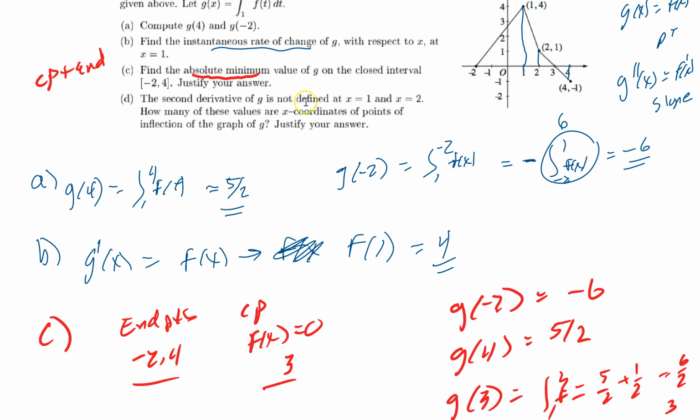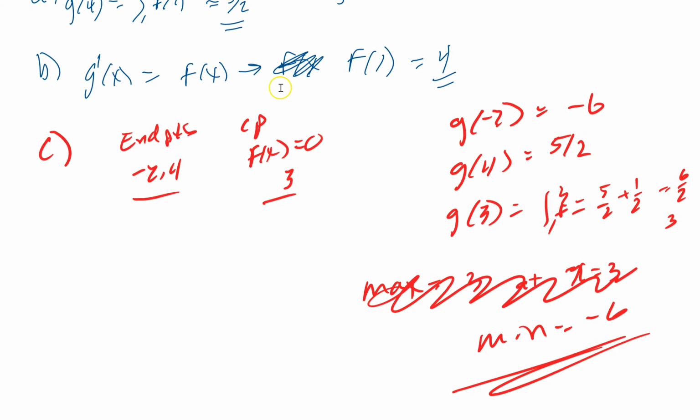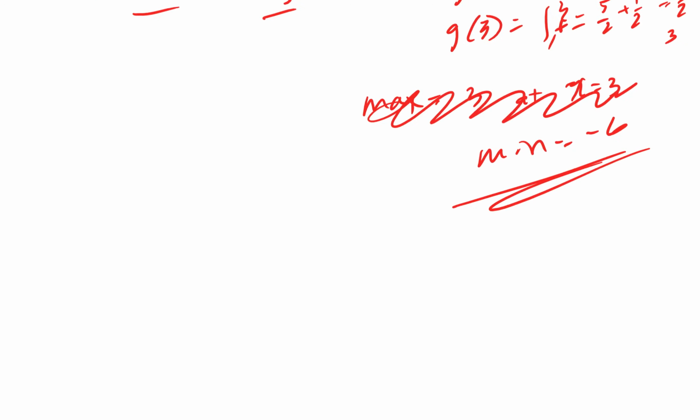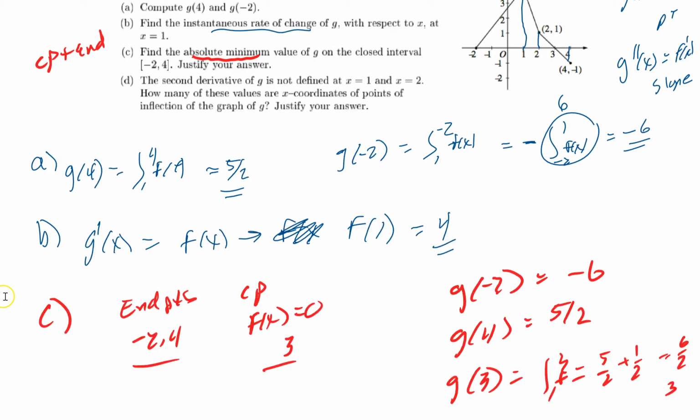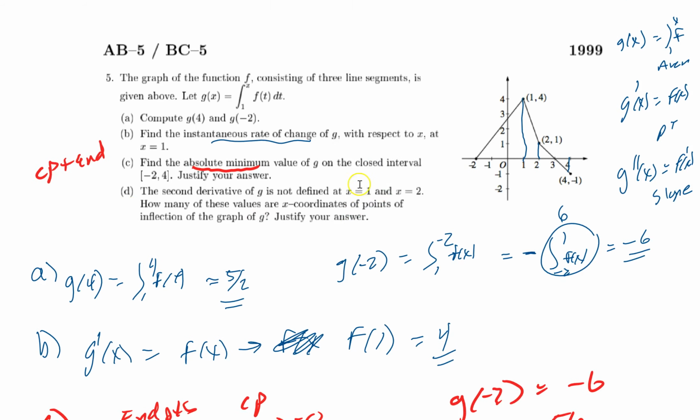The second derivative of g is not defined at x equals 1 and x equals 2. How many of these values of the x coordinate of points of inflection on the graph justify our answer? So they're saying, hey, which one of these, of the points they give you, so all they're saying is they gave you 2 points, 1 and 2. They're saying one of these is an inflection point. Or how many of these are inflection points? Are they both inflection points? That's what it's asking. They're saying, hey, the second derivative is not defined, so that means it's an inflection point. Which one of these is an inflection point?